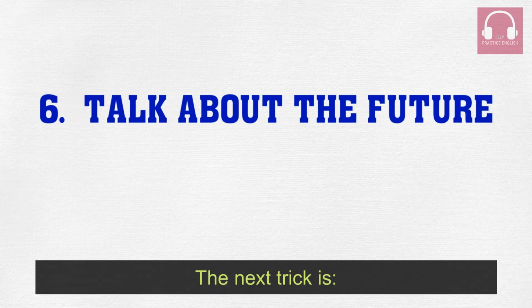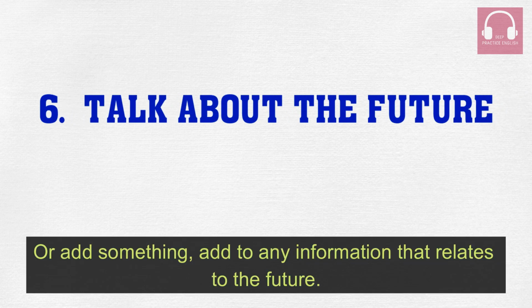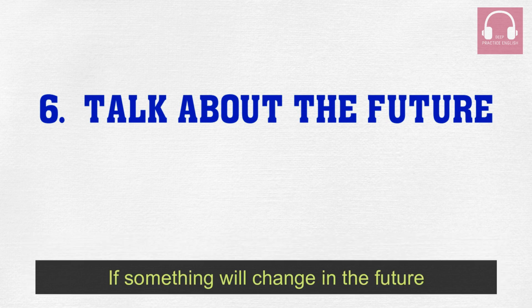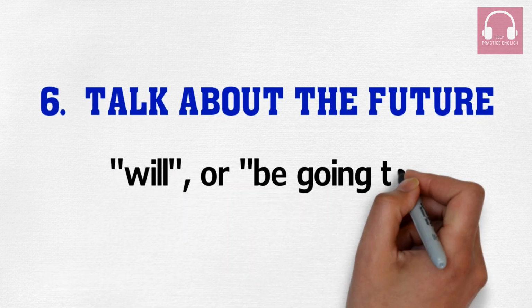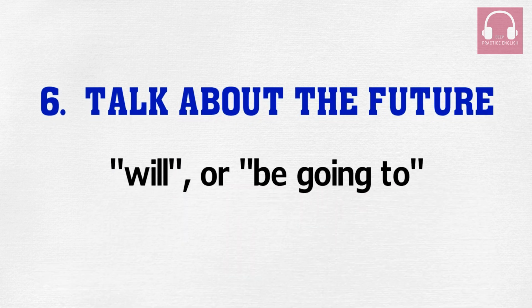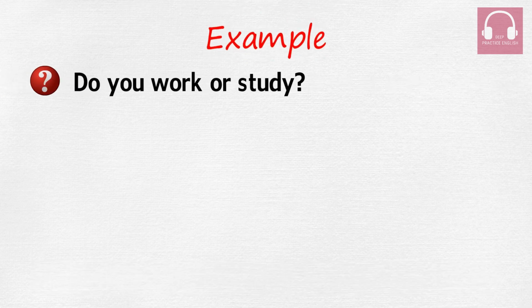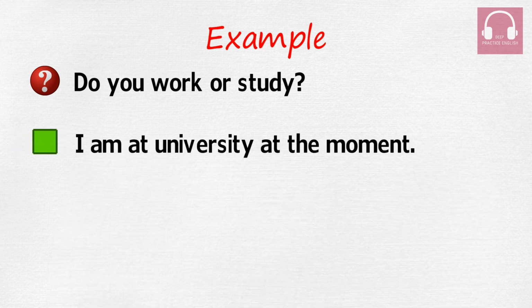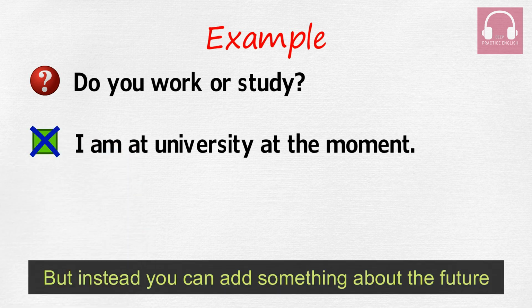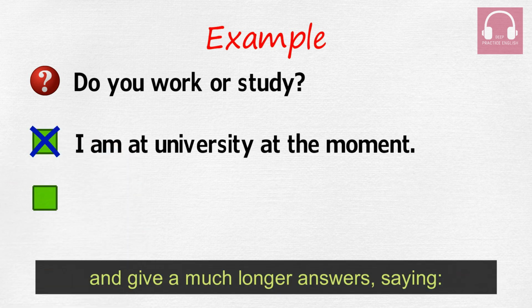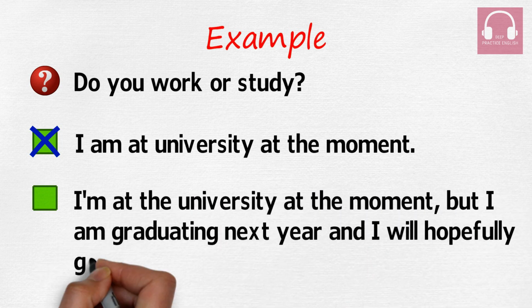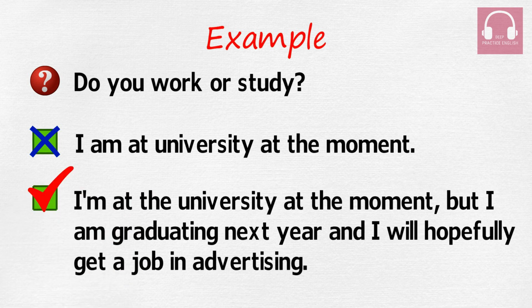The next trick is to talk about the future, or add to any information that relates to the future. If something will change in the future, you can use one of the future structures like will or be going to. Let's look at an example for this and it will be clear. Question: do you work or study? A short answer would be, I am at university at the moment. But instead you can add something about the future, and give a much longer answer, saying, I'm at the university at the moment. But I am graduating next year. And I will hopefully get a job in advertising.